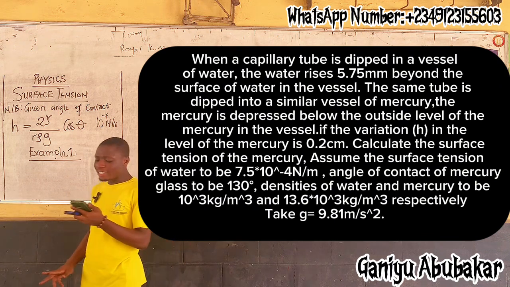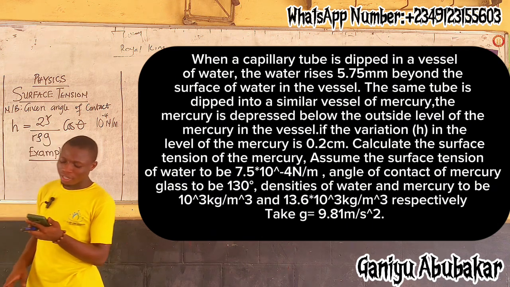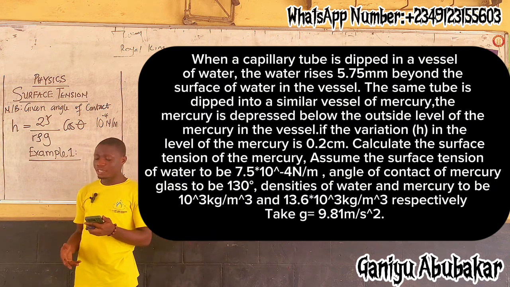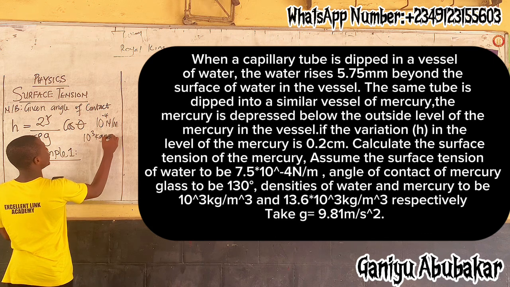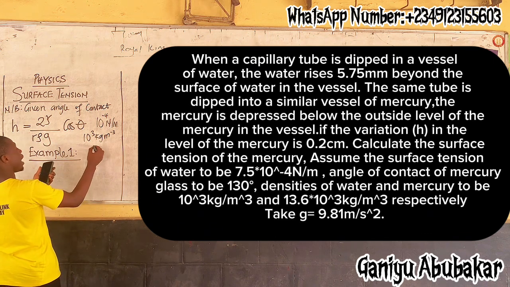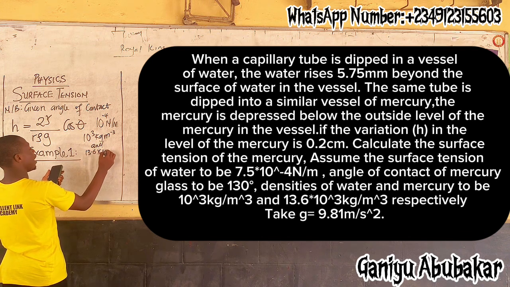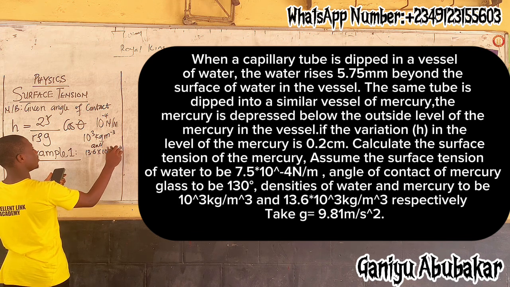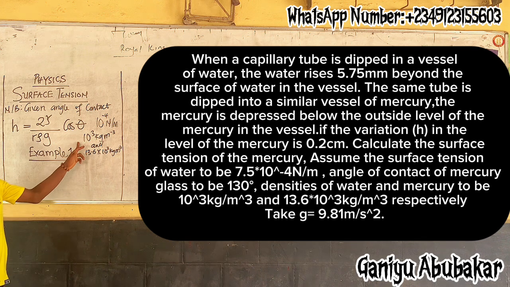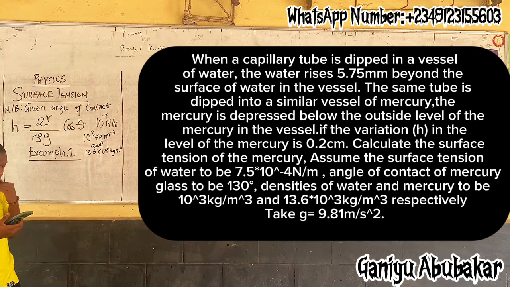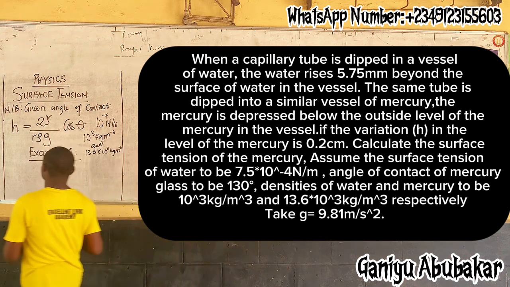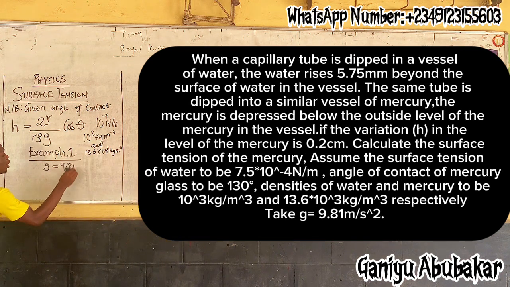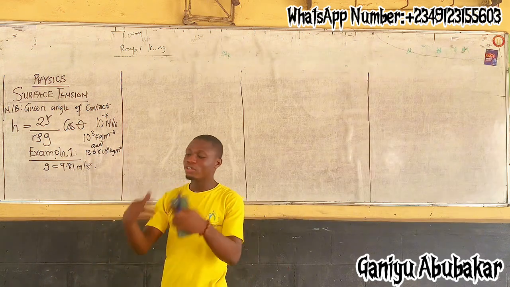Densities of water and mercury to be this and this, respectively. Take g as 9.81 meter per second square. Let's get it done, please. Let's solve this question, please.